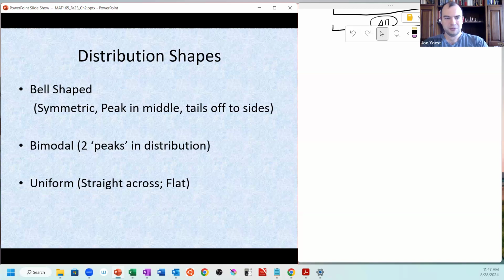All right, so the last thing we'll do today is we'll talk about distribution shapes. We have two slides representing some different aspects of different distribution shapes. We'll probably finish this slide and probably do the next slide when we come back.